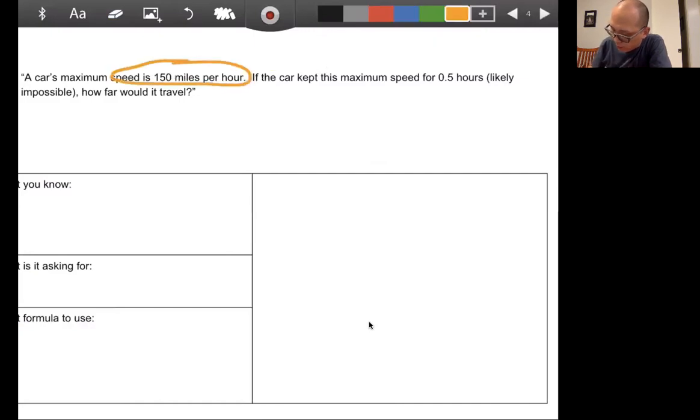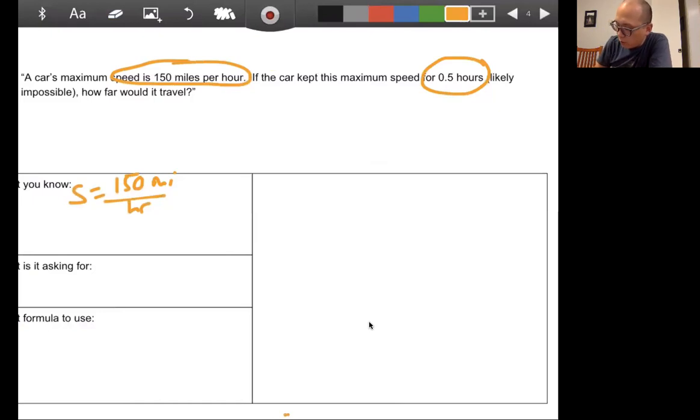It's given to you. The speed is equal to 150 miles per hour. If the car kept the maximum speed for 0.5 hours, likely impossible. It's really difficult for a car to keep a whole half hour at its maximum speed. Okay, unlikely, but I wanted to use easy numbers for this problem. How far would it travel?